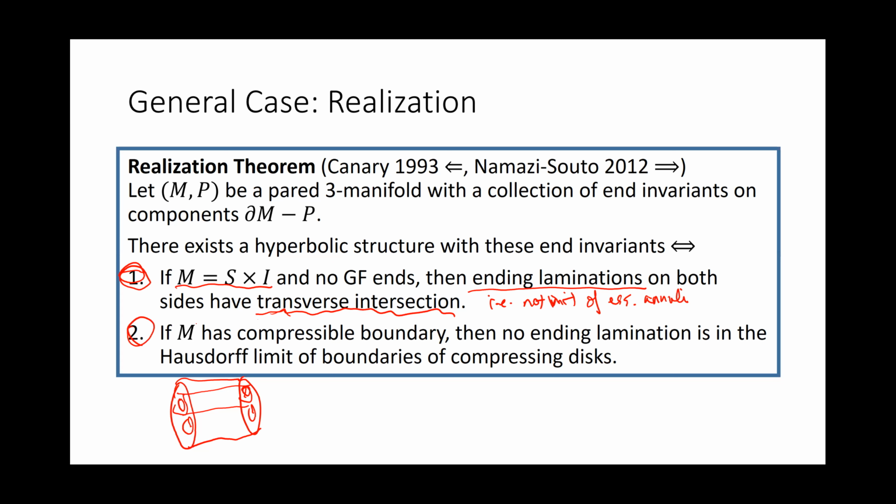Number two deals with the compressible boundary case. So in the case that you have a compressible boundary, such as this compression body, then the other condition is that you cannot have limits of meridians. So no limit of meridians. Okay, so again, these two problematic cases show up here now in ending laminations in the limiting behavior. But otherwise, everything will work.